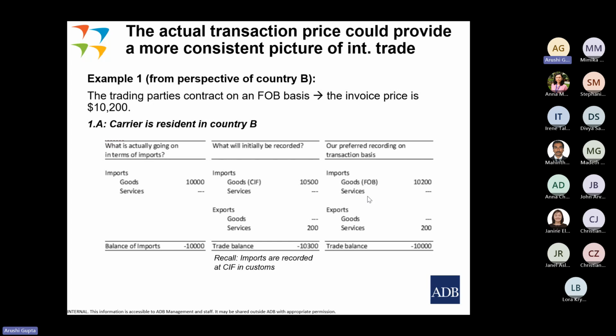So we consider the example from the perspective of country B, wherein the first situation is that the trading parties contract on an FOB basis in reality, that is the invoice price is 10,200. The exporter is responsible for transport costs up to the frontier of A, and the importer is responsible for all subsequent costs. So within this situation, we consider the case that the carrier is resident in country B. That is, the carrier is the same resident as the importer.